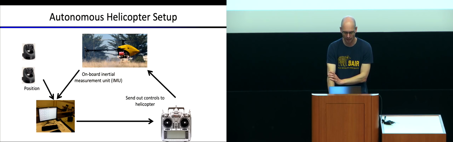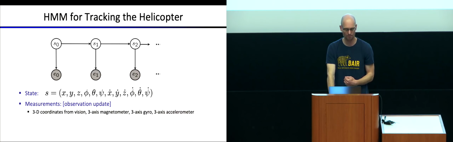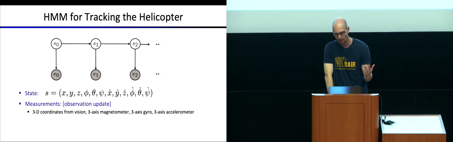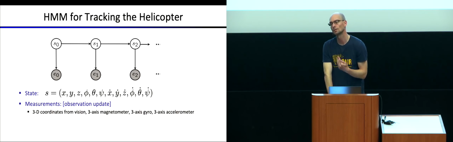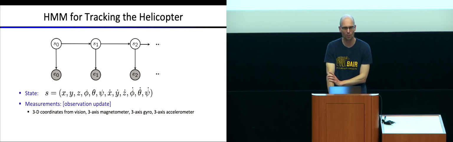So, how do we track the helicopter? None of these measurements are super precise. So we set up a hidden Markov model where we consider the state unknown. The state is x, y, z, then the three angles, the velocity, and the angular rates. And the measurements are the measurements I just described. So by running inference over time through this HMM forward algorithm, we can at any given time know with some reasonable level of accuracy what the state is of this helicopter.